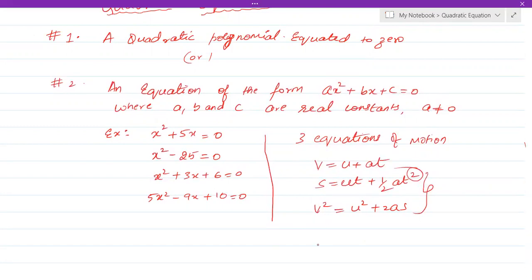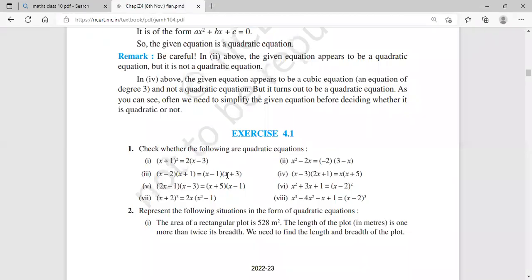So let's see the first exercise. Check whether the following are quadratic equations. The first one is (x plus 1) the whole square is equal to 2x minus 3. Let me pause it and copy all the questions so that it will be easy to discuss.